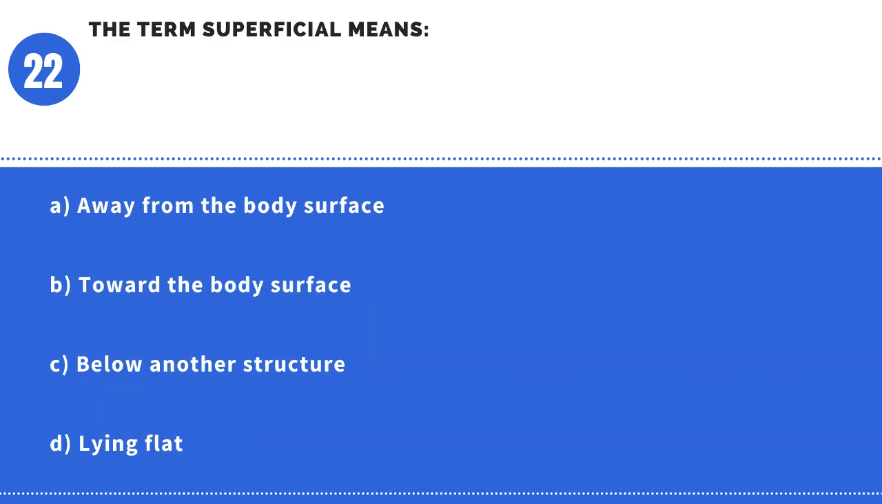Question 22. The term superficial means: A. Away from the body surface. B. Toward the body surface. C. Below another structure. D. Lying flat.